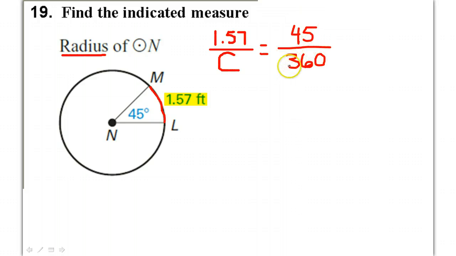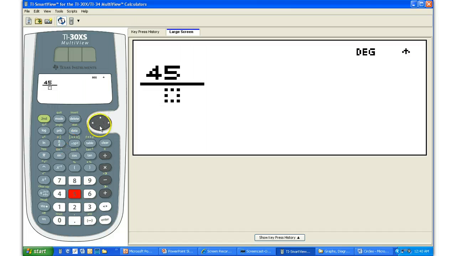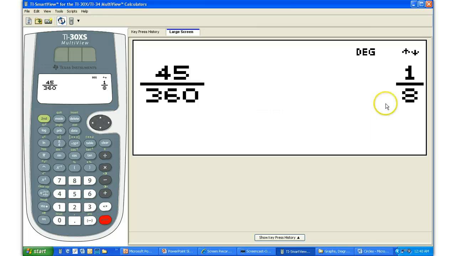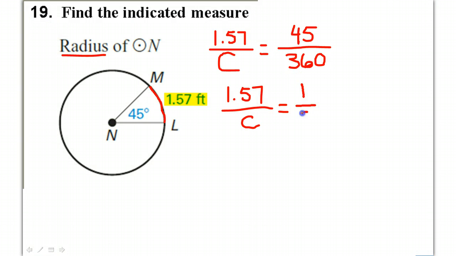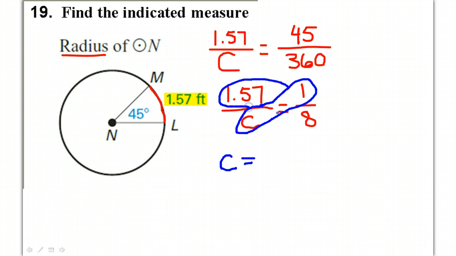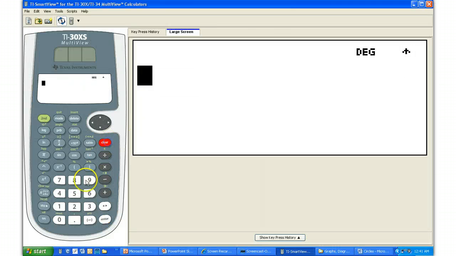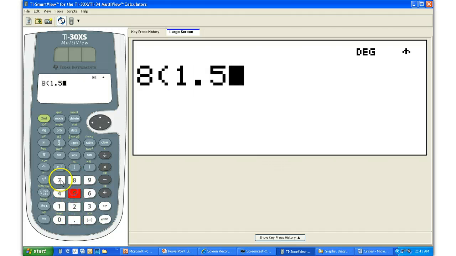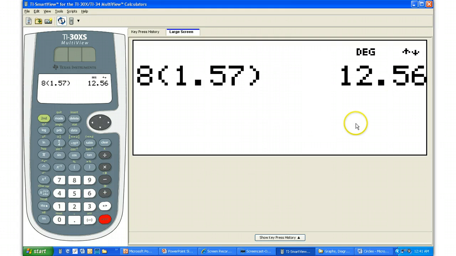As I recommended before, let's reduce this fraction right away. So I'm going to have 1.57 over C equals 1/8. Okay, that makes the numbers a lot easier to work with. So let us cross multiply. This is going to be nice and easy. C times 1 is just C. Now I need to cross multiply and do 8 times 1.57. That's 12.56.